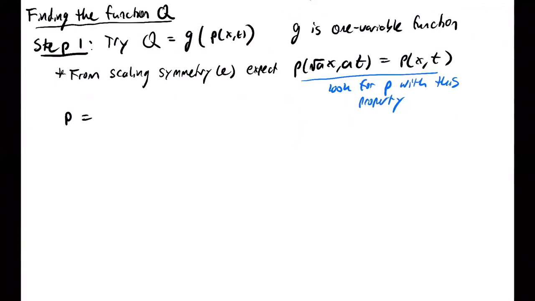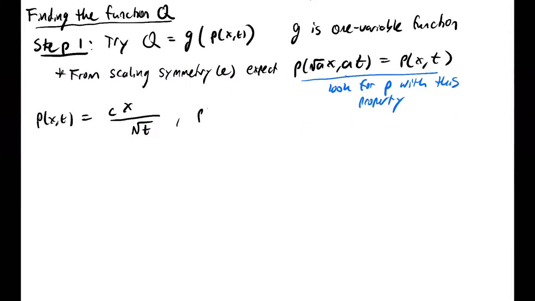Well, let me suppose p is just x on the top and then something involving t in the denominator. Well, notice if I multiply x by square root of a, then that should cancel out with multiplying t by a. And so that tells you that maybe you should take the square root of t, to get the square roots of a to match. And so that's what I'm going to do. So I'm going to have a square root of t. And then there's just going to be some constant c. And so the good candidate for our function p is just this x divided by square root of t.